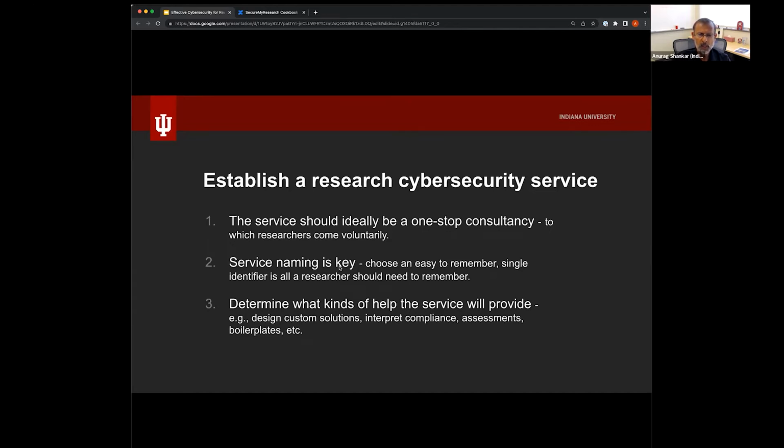The third thing will all depend on campus, but you have to determine what kinds of help you are going to be able to provide. In our case, what we have done is to say, any cybersecurity compliance issue, people can come to us, we will take care of it. We may not be the ones that will provide the final solution to it, but we will be the one-stop shop that will go find whatever needs to be found. For example, we would do custom solutions. If they come to us, we certainly identify existing solutions. If they say, okay, this has to be HIPAA compliant, what does that mean in my context? We'll do that. We provide assessments and boilerplates if they're using central systems.